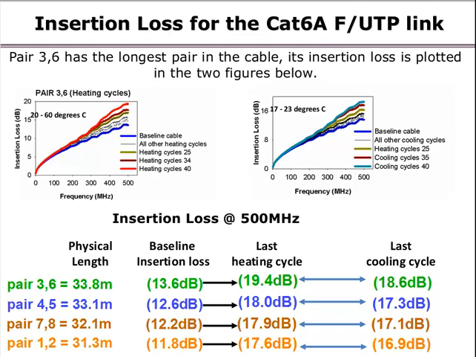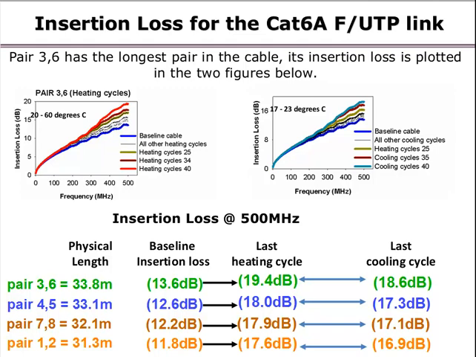The deep blue traces in the two figures were the baseline insertion loss measured before the heating of the cable began. As can be seen on the left figure, the insertion loss of the permanent link increased with temperature of 60 degrees C and continued to increase from one cycle to the other.